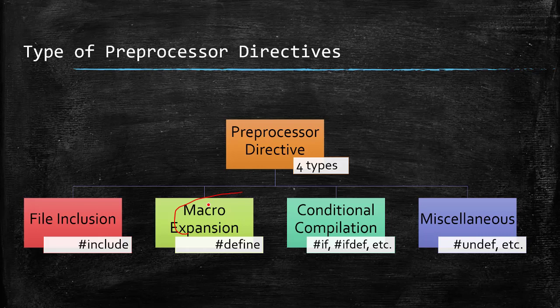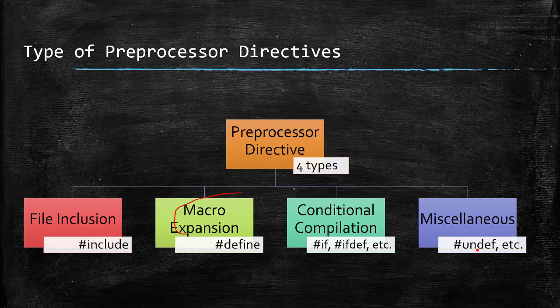Then there are conditional compilation directives. Those are hash if, hash ifdef, and there are several other conditional compilation preprocessor directives, and there are some miscellaneous preprocessor directives like undef, and for some compilers there is hash pragma, and some others are also available, and these are mainly dependent on the compilers.